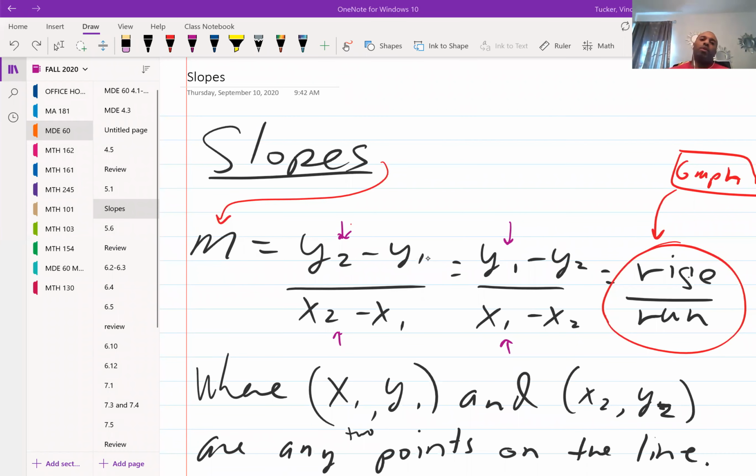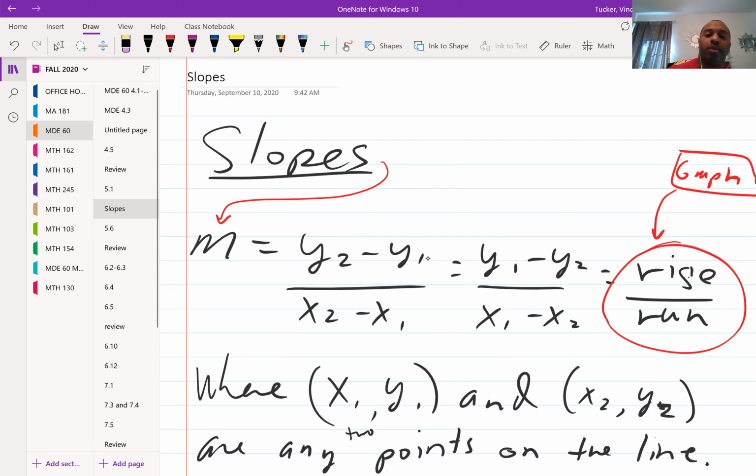All right, so we're looking at slopes today. The letter that represents slopes for us is the letter M. The formula for the slope is y2 minus y1 over x2 minus x1, or you can do y1 minus y2 over x1 minus x2.